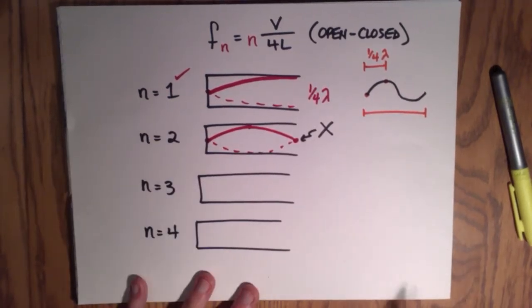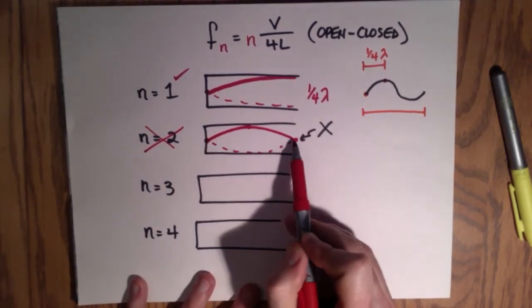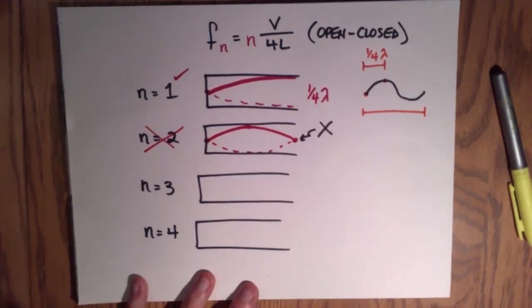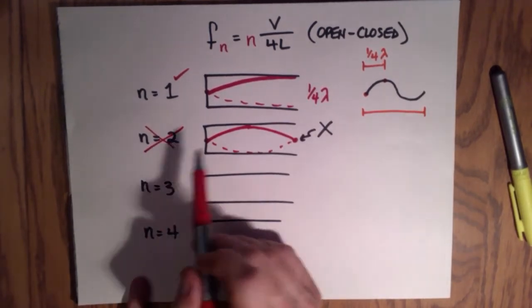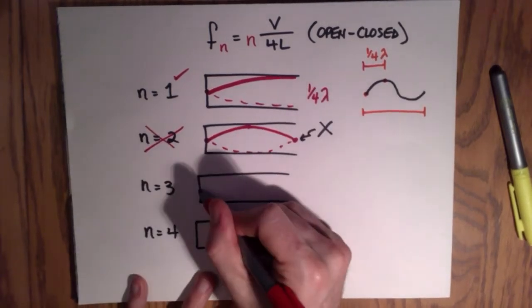So n equals 2 does not work at all, because in order to have that work, you'd have to have a node on both ends. That's not possible. You'll never have a node on an open end. You'll only have an antinode. So n equals 2 or 2/4 will not work because we can't have a node on an open space.